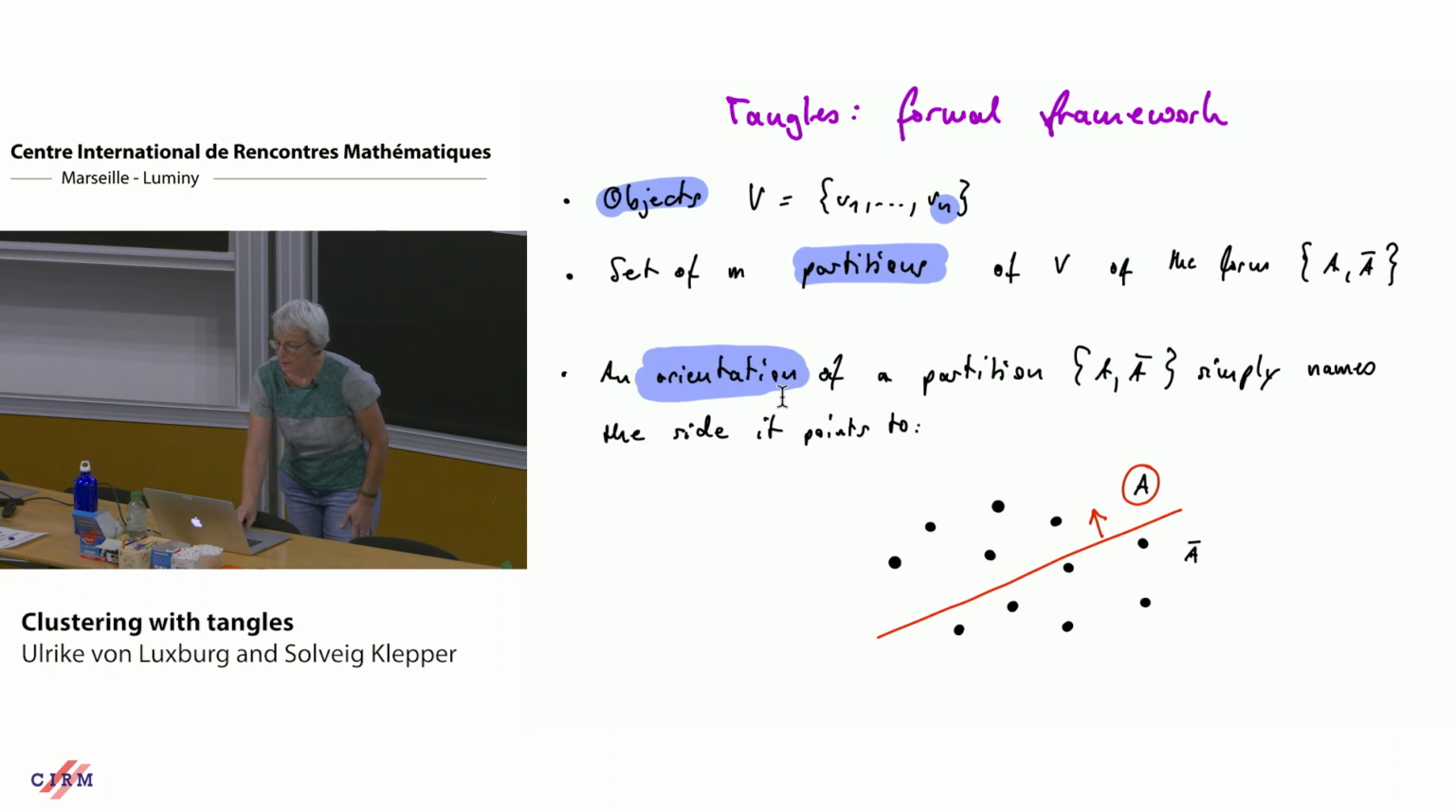Now we say an orientation of a partition is just something that selects one of the 2 sides of this partition. As in the figures we have here, this partition is oriented towards A, and not towards A complement in this case. So by selecting one of the 2 sides, you can always indicate the orientation of the partition.